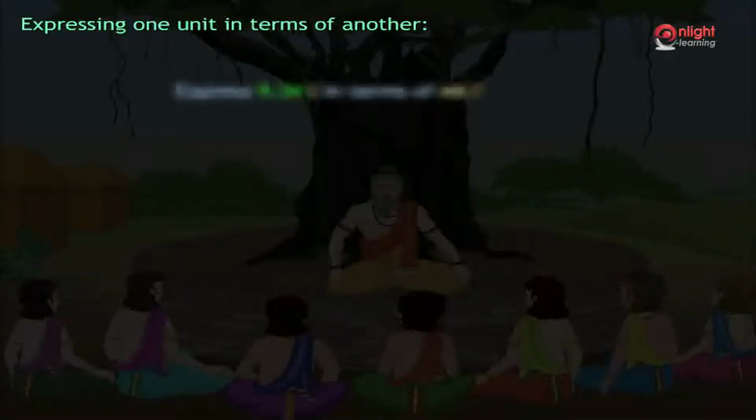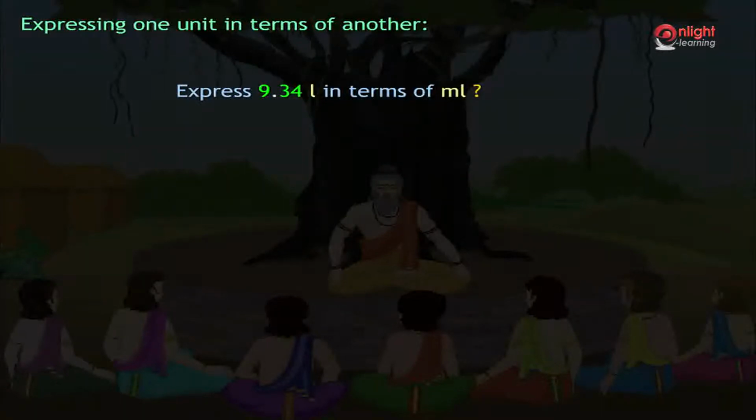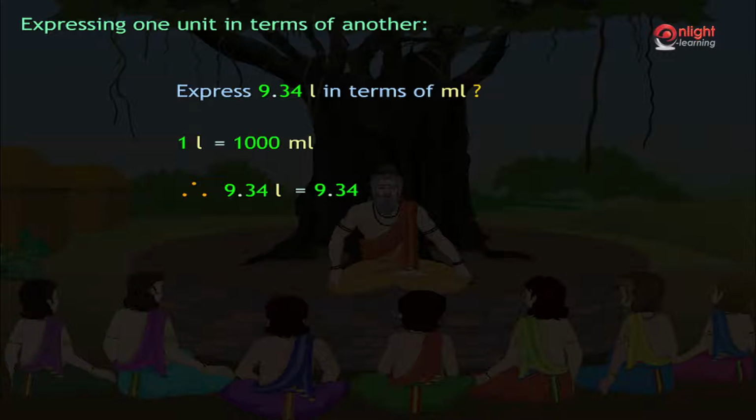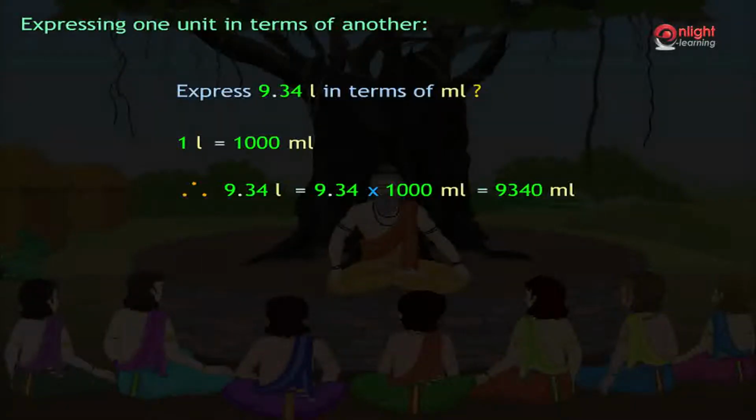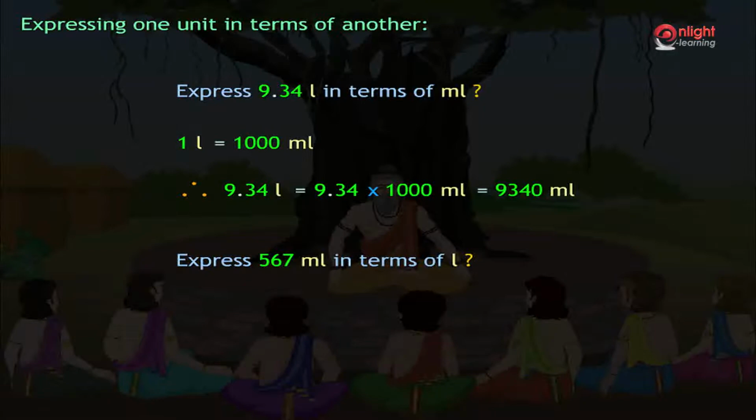Dussashan, can you express 9.34 liters in terms of milliliters? Since 1 liter equals 1000 milliliters, therefore 9.34 liters is equal to 9.34 into 1000 milliliters, which is equal to 9340 milliliters.